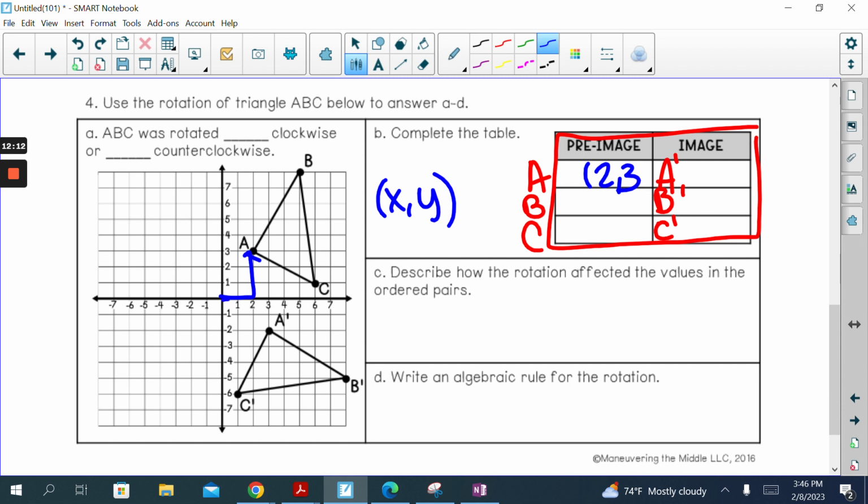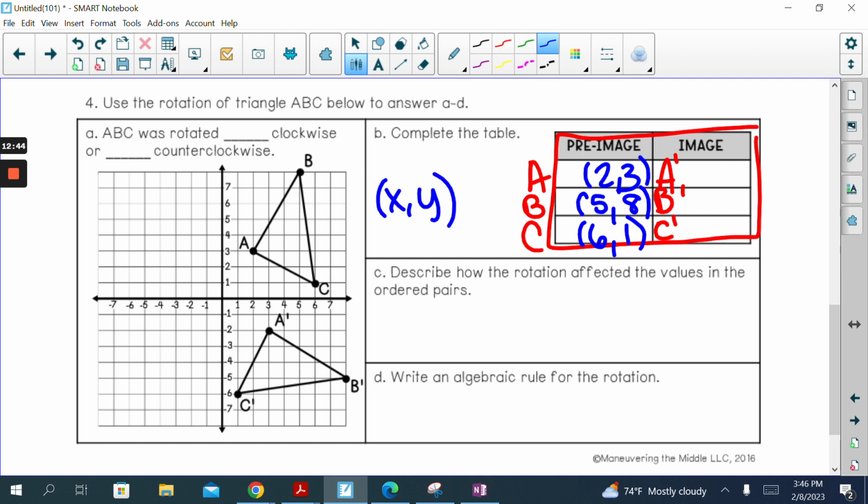B goes 5 to the right and 8 up. So you have 5, 8. And I need to close my ordered pairs. All right, and then C goes 6 to the right and 1 up. So 6, 1. And then, before we talk about what we think has happened, we're going to go ahead and look at our image.